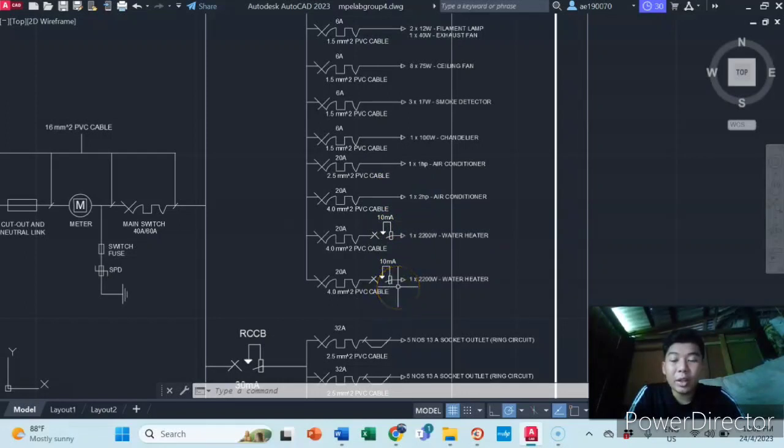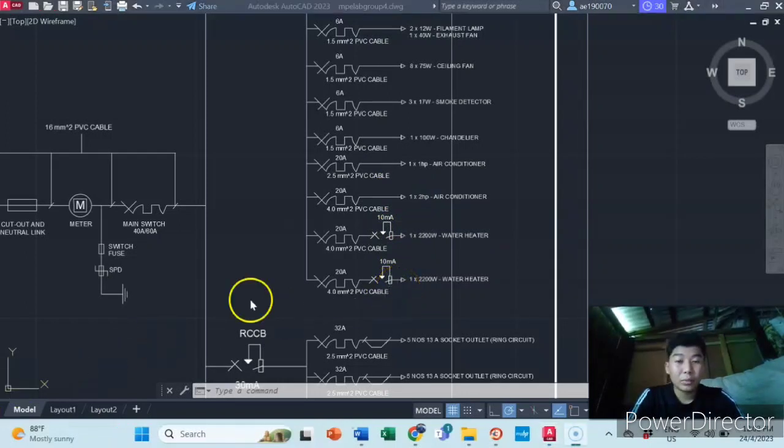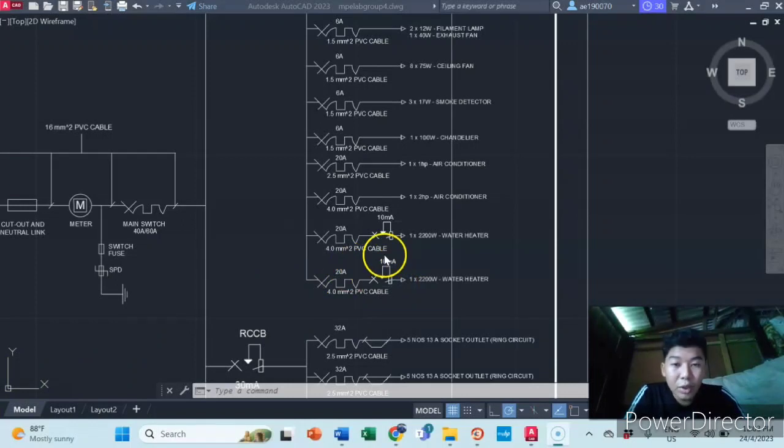But for the water heater part, there are a few changes we need to make here, which is that we need to add this 10 milliampere circuit breaker because of the earth leakage protection in wet areas. Okay, next for the circuit outlet section right here.